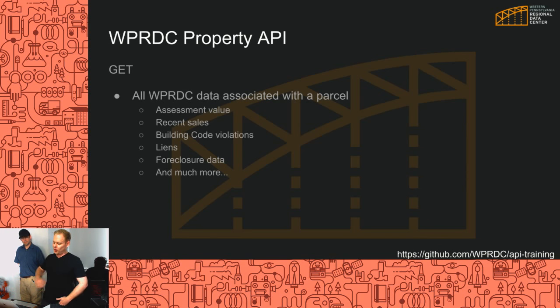So there's just a URL, and we have documentation there where you search by a parcel ID, and there's some explanation on how to get those. And then you can find anything. Right now there's assessment values, recent real estate sales, building code violations, liens, foreclosures. There's a whole bunch. Property is probably our most rich category of data sets right now.